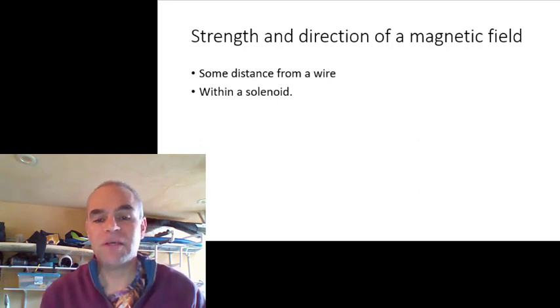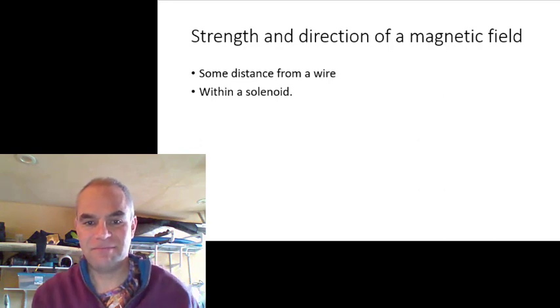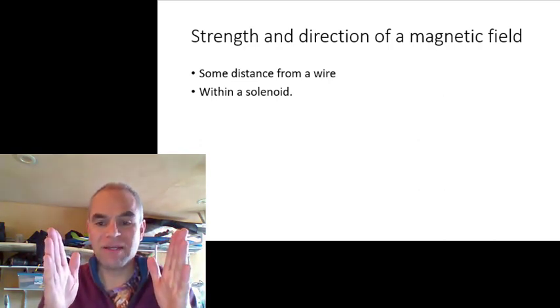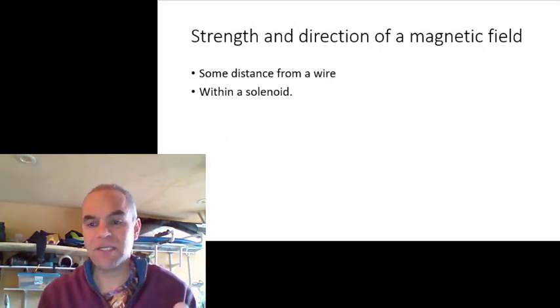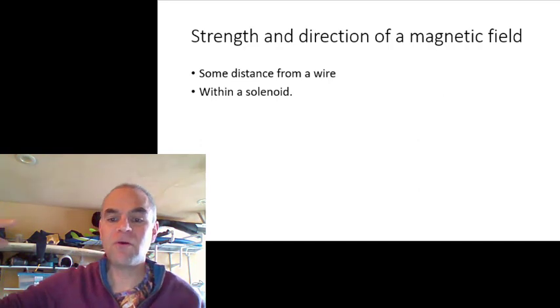Now within the solenoid, it's the number of coils per meter that make the magnetic field stronger. The more coils you have per meter, the stronger the magnetic field. Multiply that times the current times, again, the permeability of free space, and you get the magnetic field strength within the solenoid.